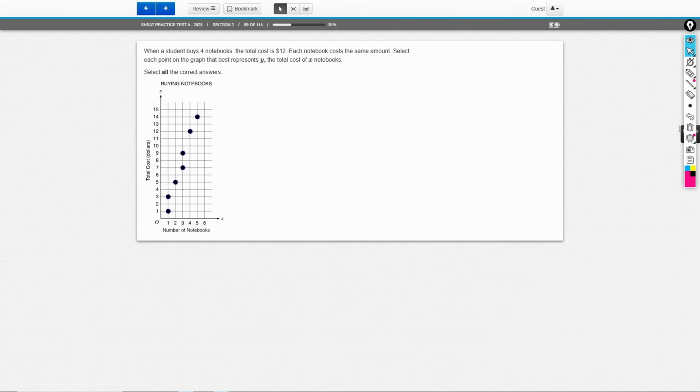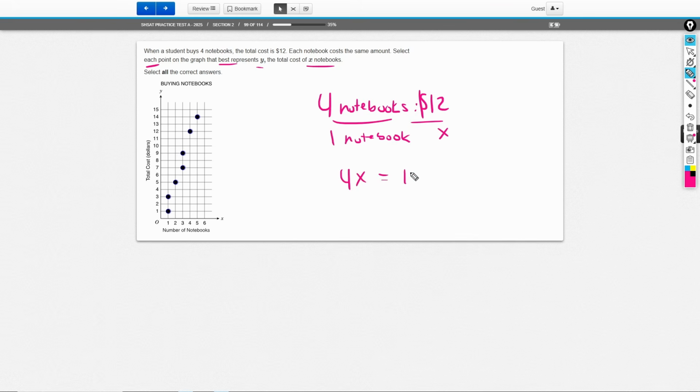All right, when a student buys 4 notebooks, the total cost is $12. Select each point on the graph that best represents y, the cost of x notebooks, okay? So 4 notebooks is $12. 1 notebook is x dollars, right? So 4 notebooks is $12. 1 notebook has to be how many dollars? Well, cross multiply, right? 4 times x is 4x, and that's equal to 12. Divide both sides by 4, and x is equal to 3.